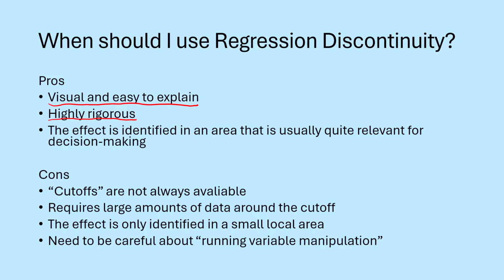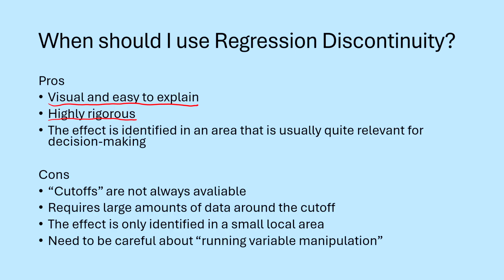It's not just an intuitive argument, it's a true argument that if you've got some kind of continuous running variable and you're looking just to the left of that variable and just to the right of that variable, oftentimes there's going to be no meaningful difference between the groups on the left and the groups on the right when you're looking at the averages, besides the fact that the group on the right has received this treatment. And so it is a very highly rigorous way of measuring a treatment effect.